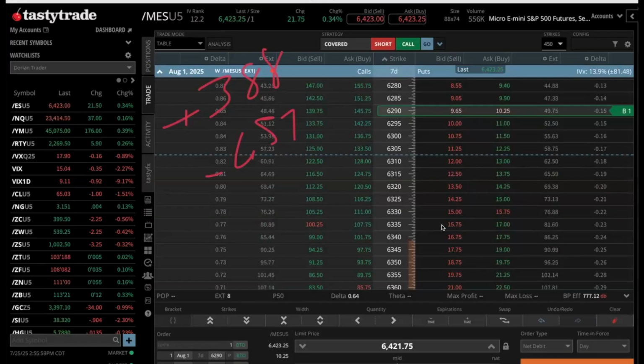But the reason why you would do a wide collar on the MES is because it's the S&P 500, and you're going to be a core position into perpetuity with this. And so if you start off like this, this should be the worst case scenario. And then as the market moves, it just gets better and better for you.